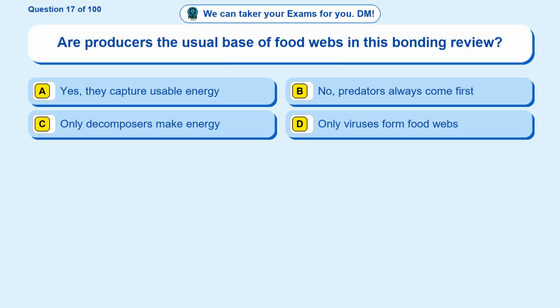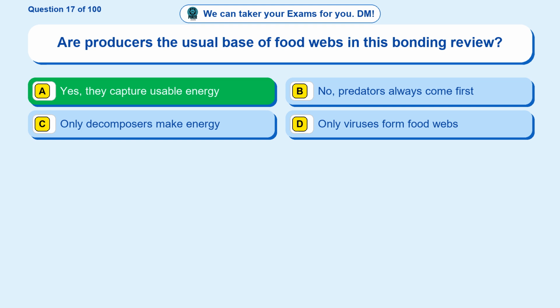Question 17. Are producers the usual base of food webs in this bonding review? Option A. Yes, they capture usable energy. Option B. No, predators always come first. Option C. Only decomposers make energy. Option D. Only viruses form food webs.